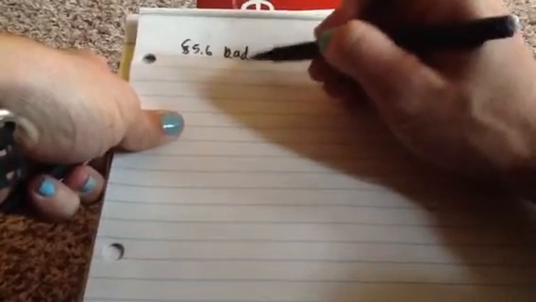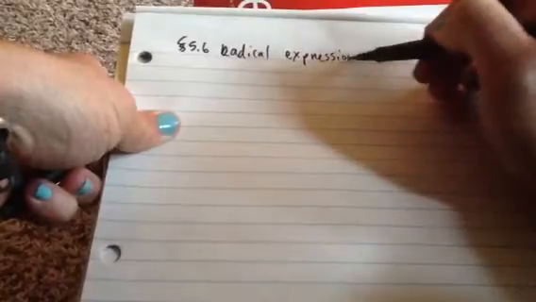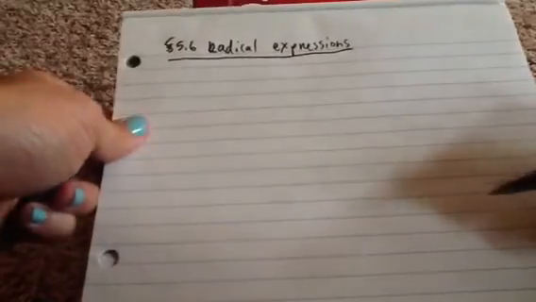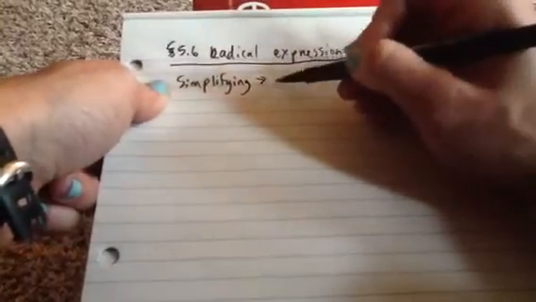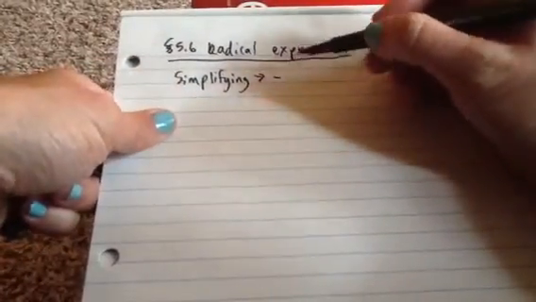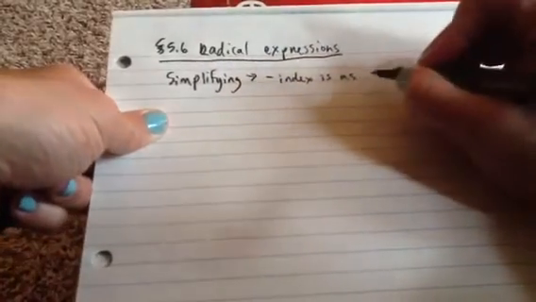Section 5.6, radical expressions. Now the definition of a radical was explained in section 5.5. Now we're simplifying. And there's a few rules. One of the rules is the index is as small as possible.